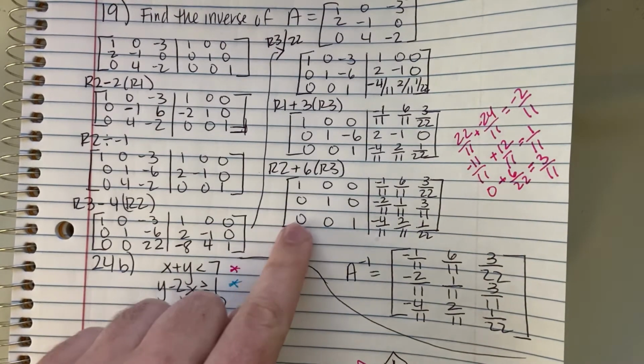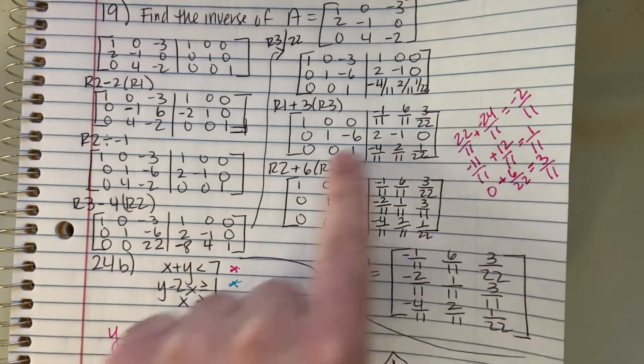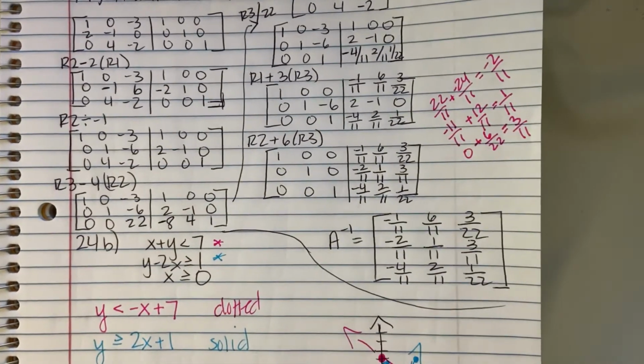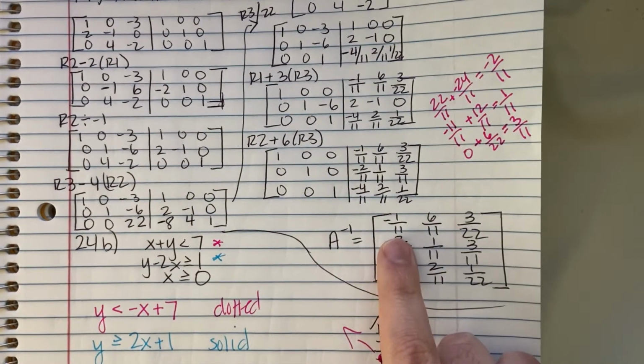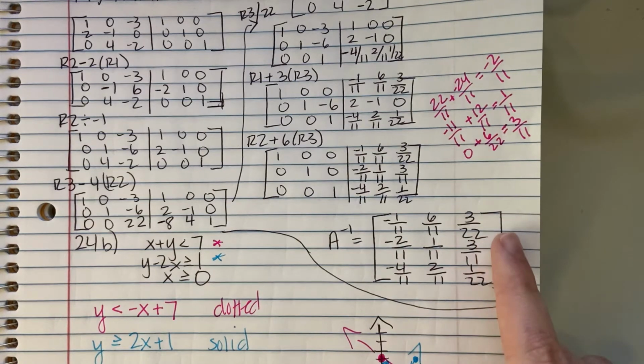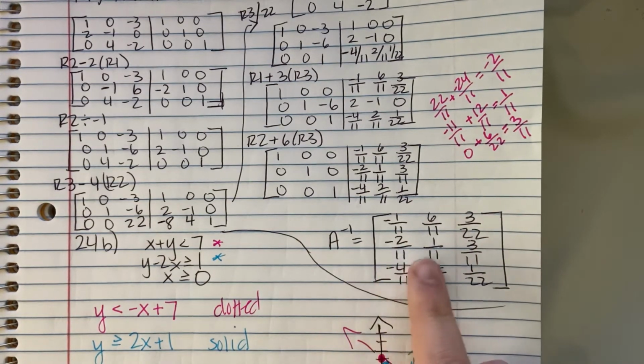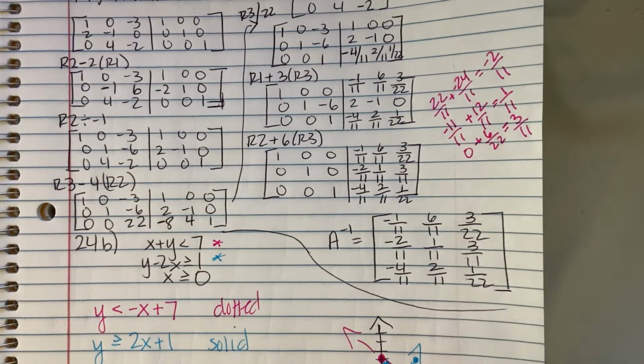Okay, now we have the identity on the left side, so our inverse is whatever's left on the right side. So all of those fractions, A inverse is negative 1/11, 6/11, 3/22, negative 2/11, 1/11, 3/11, and negative 4/11, 2/11, and 1/22.